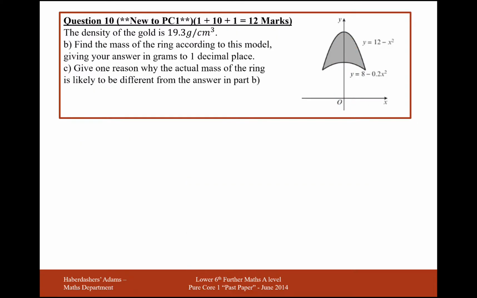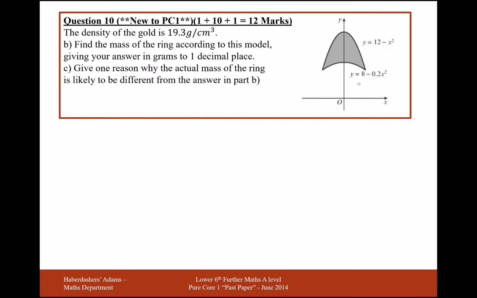The density of the golden ring is 19.3 grams per centimeter cubed. So we need to be careful about that unit there. That's centimeters cubed. We're in millimeters cubed, or we will be if we work out volume. So we need to divide by 1,000 and then times by this 19.3 eventually. Find the mass of the ring according to this model.